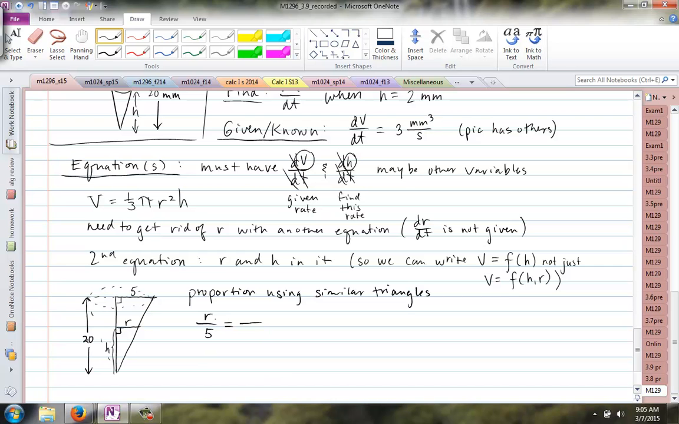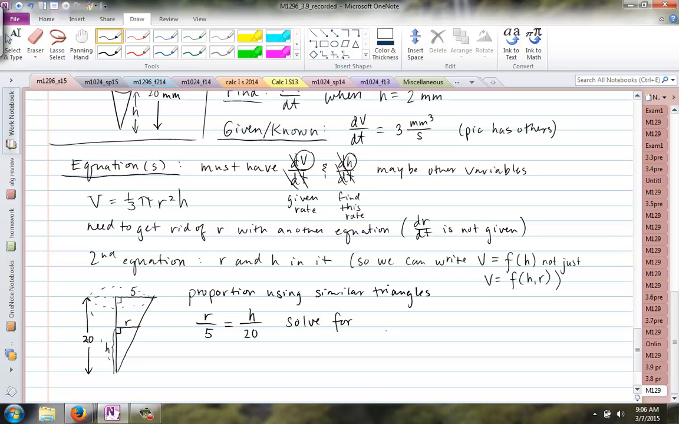And then the rest of this is for r. What r has in common with the height is that it's in the same triangle with h, and then the corresponding edge to h is 20. And 5 and 20 can be across from each other because they're part of the same triangle. So there's different proportions you can set up, some wrong ways to do it, but most of them are right. This one is correct.